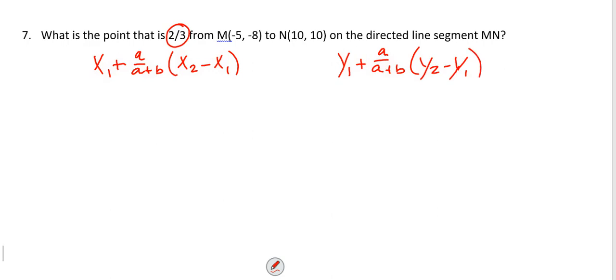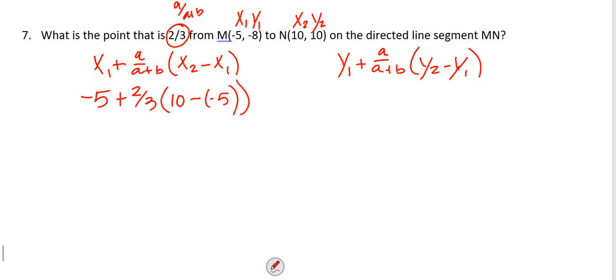Now, this is our a over a plus b. We don't substitute anything in. It is that. And then we're going to make this our x1, y1, and this our x2, y2, and plug all that stuff into the formula and see what we get. So our x1 was -5. Our fraction is 2/3. Our x2 was 10, and then we're going to subtract from it a -5. So remember again, once we subtract the negative, we're actually adding. So this is going to be -5 plus 2/3 of 10 plus 5. So that's going to be -5 plus 2/3 of 15.